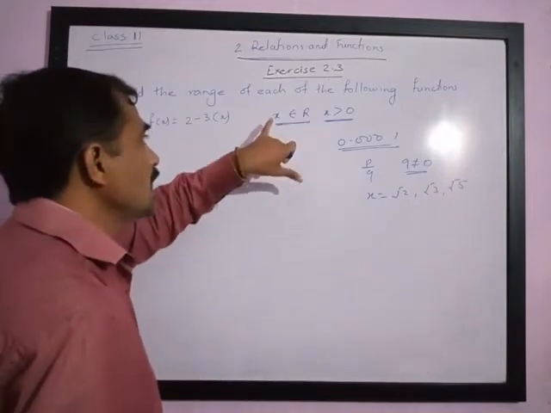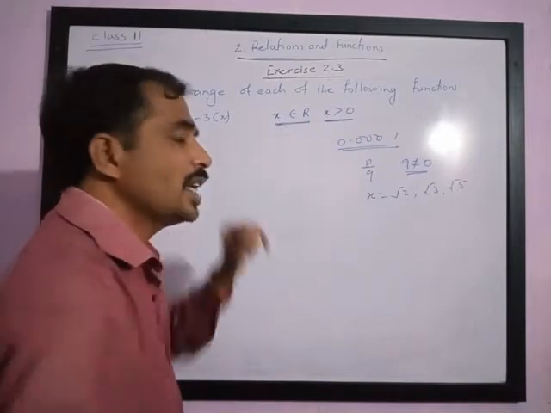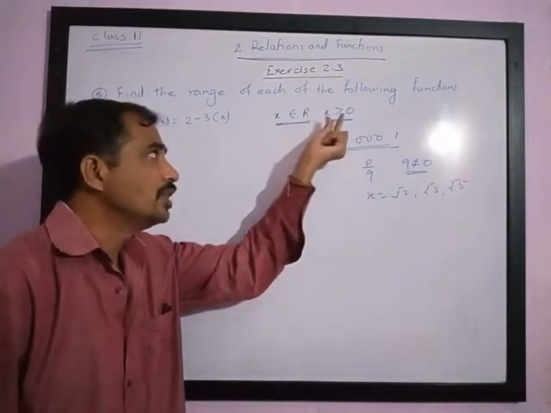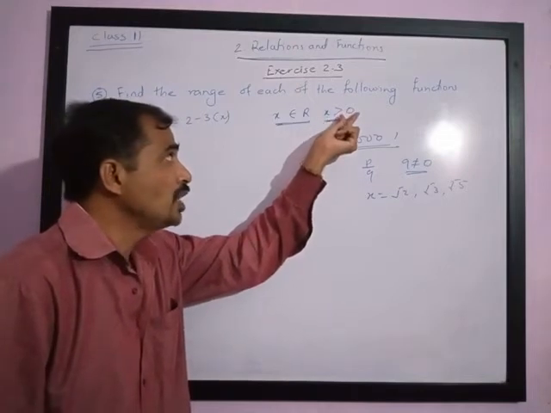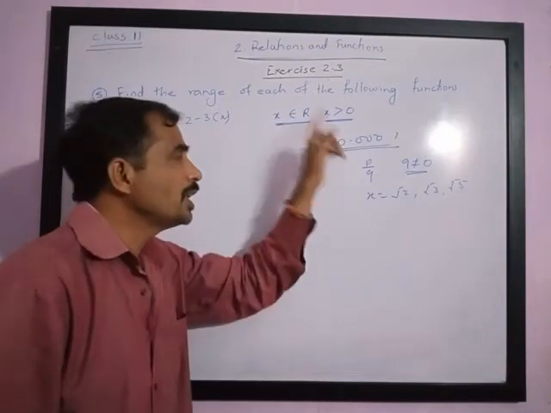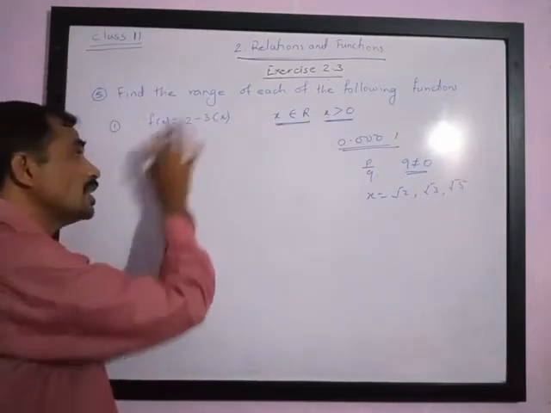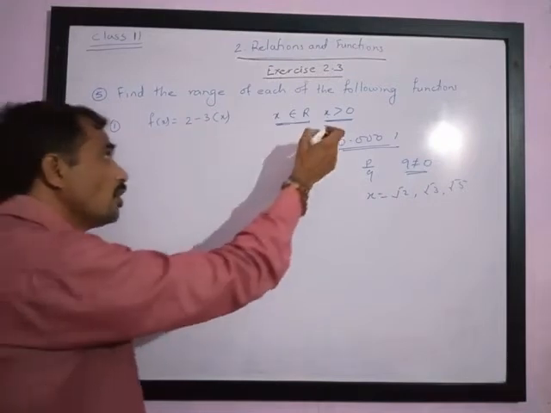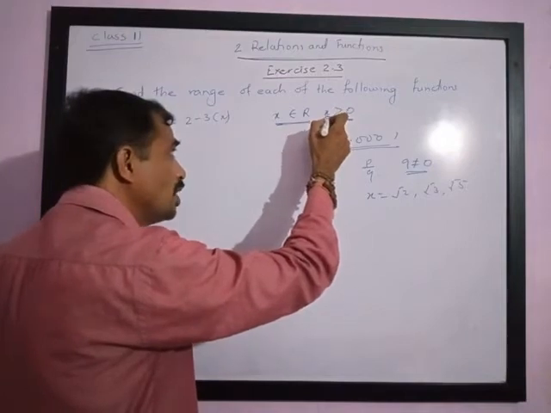Now try to understand, x is having values greater than 0. It means x will always have a positive value. It can be very small, very little, but it must be greater than 0. 0 is not equal to x. So in order to find this function's range, we need to find what can be the x minimum. So x will be greater than 0.